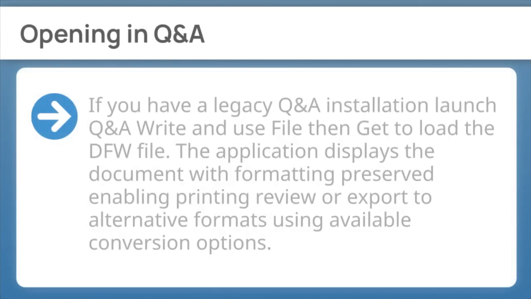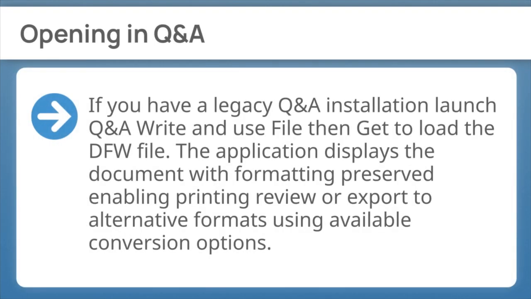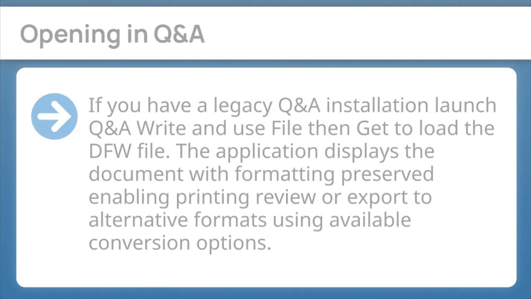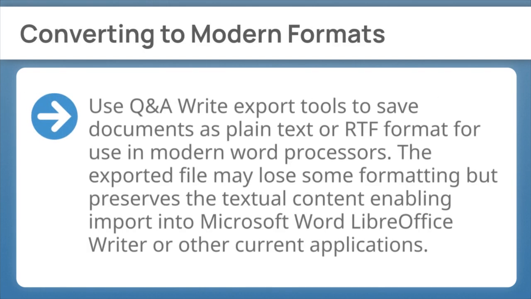First, opening in Q&A. If you have a legacy Q&A installation, launch Q&A Write and use File, then Open to load the DFW file. The application displays the document with formatting preserved, enabling printing, review, or export to alternative formats using available conversion options. Next, converting to modern formats.